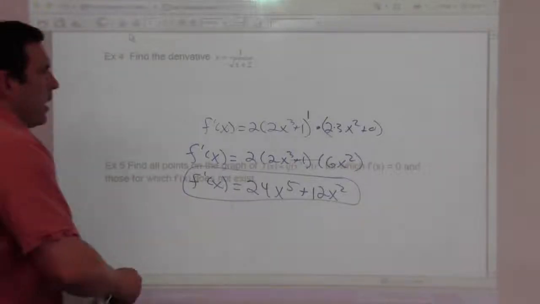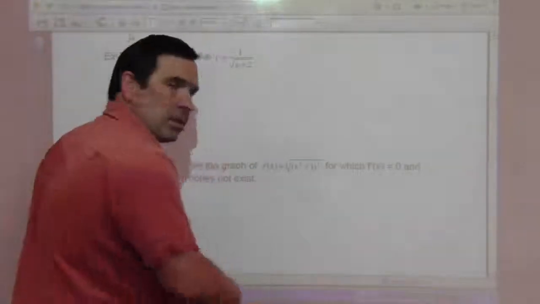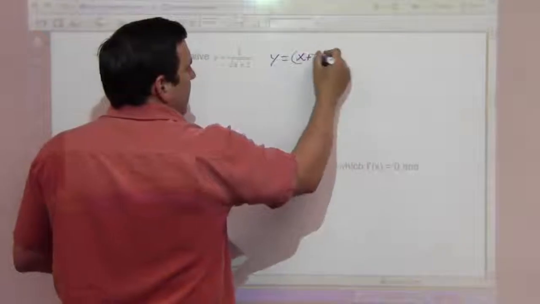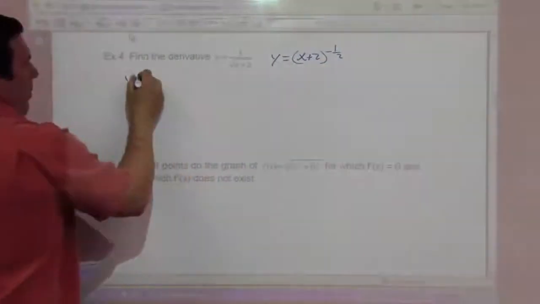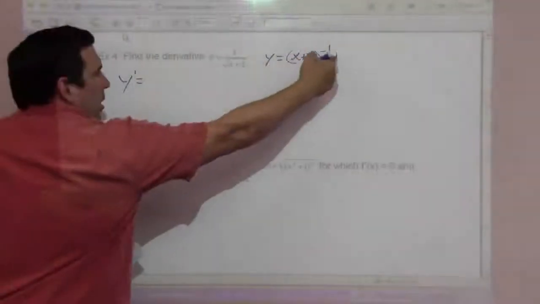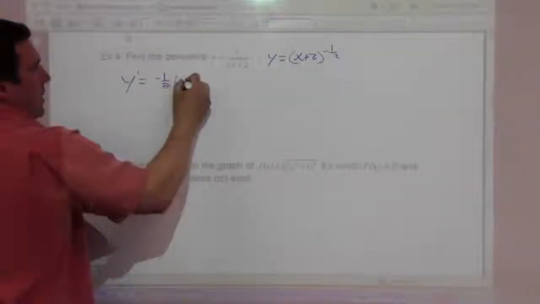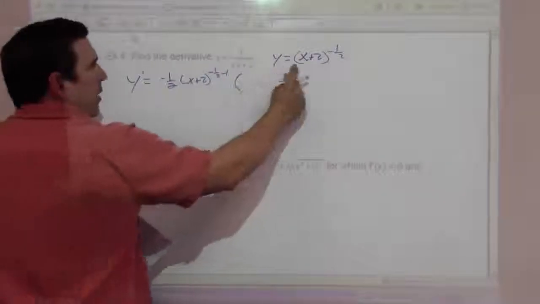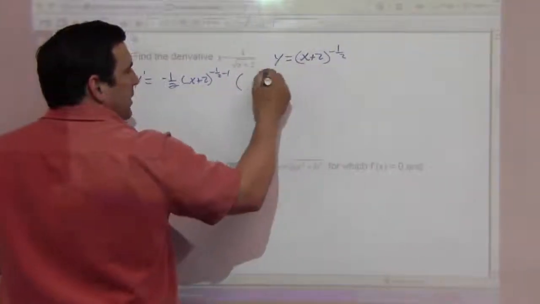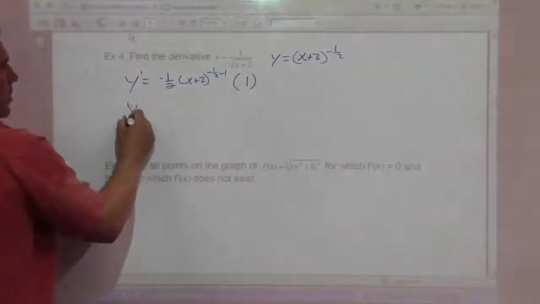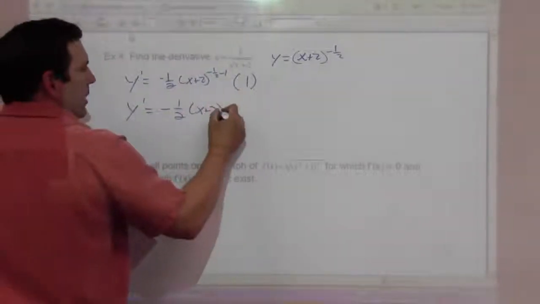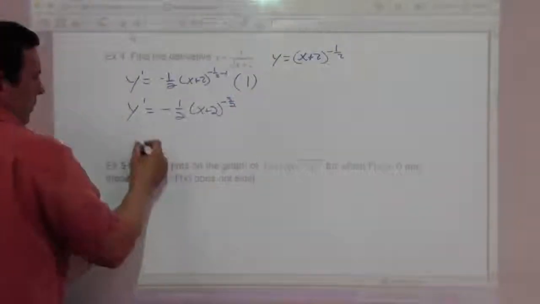Find the derivative of y equals 1 over the square root of x plus 2. I would probably start by rewriting this as y equals x plus 2 to the negative 1/2. So that y prime would be, this power comes out front, negative 1/2 times x plus 2 to the negative 1/2 minus 1, times, what's the derivative of the stuff inside? That's just 1. So y prime is negative 1/2 times x plus 2 to the negative 3/2.